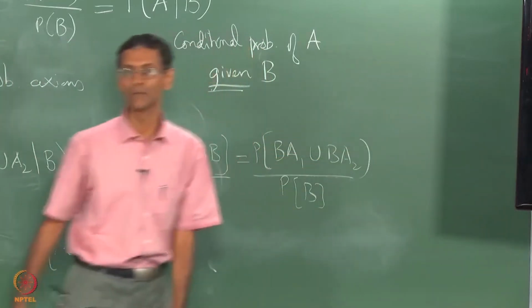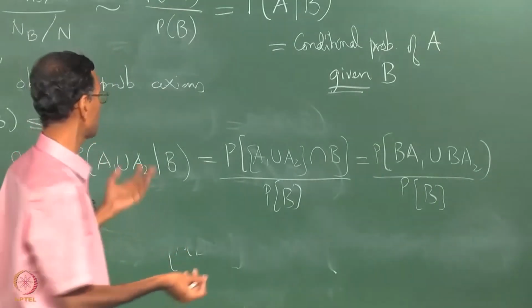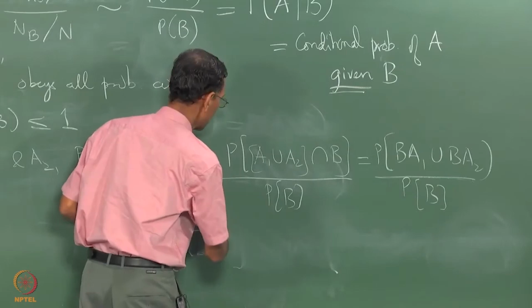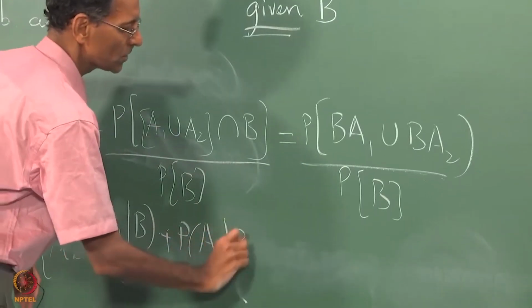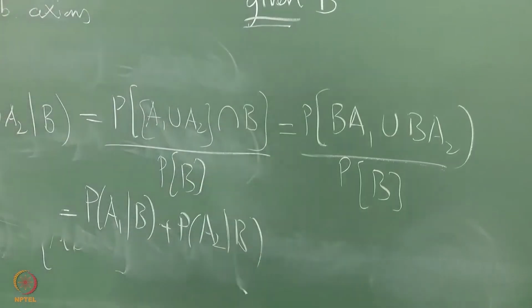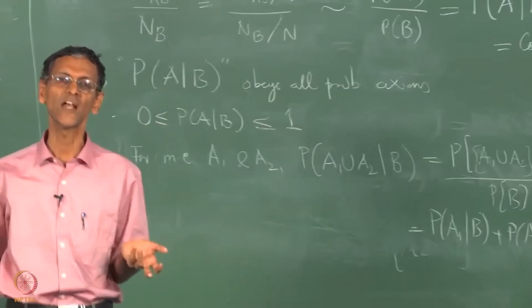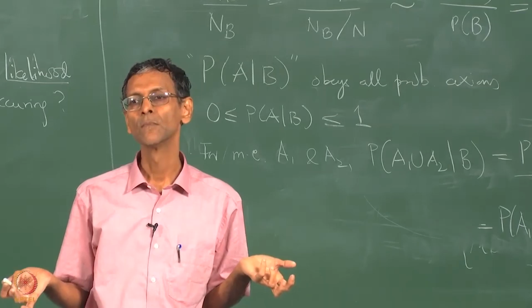Now you bring in the fact that if A1 and A2 are exclusive, then BA1 and BA2 are exclusive, so this becomes the sum, divided by P(B). So finally what will you get in the end, you will get P of A1 given B plus P of A2 given B. Do you not get this? You get it. So you can extend this very easily to any countable collection of events which are pairwise mutually exclusive. So therefore P of A given B obeys all the probability axioms. So in fact you get a new collection of probabilities now, all conditioned on B, isn't it?